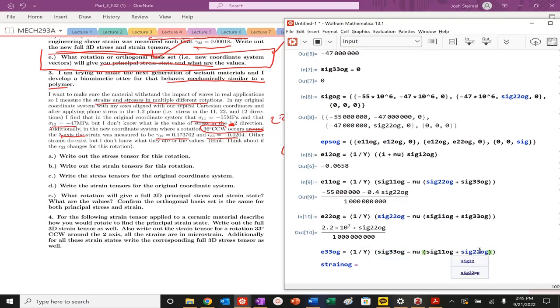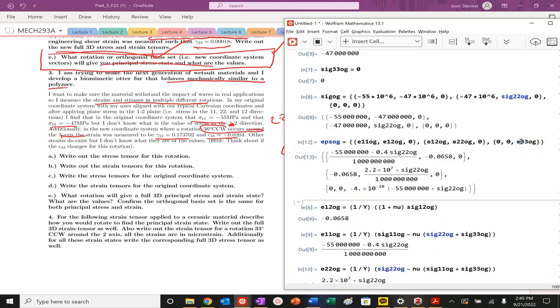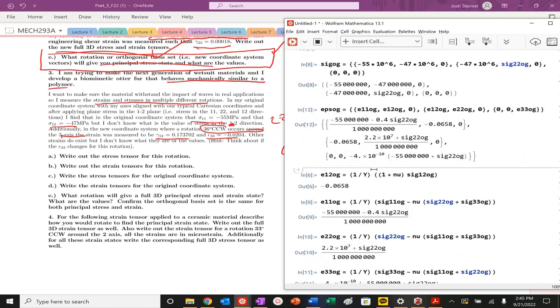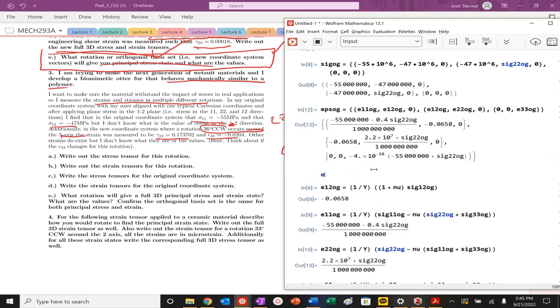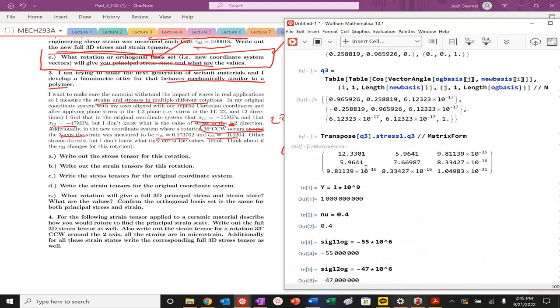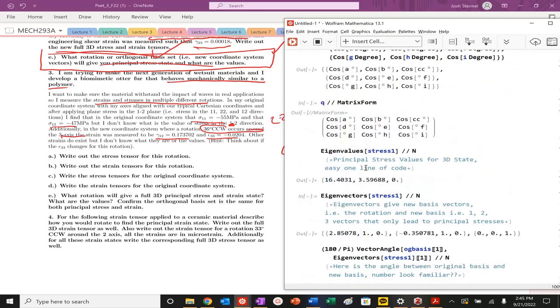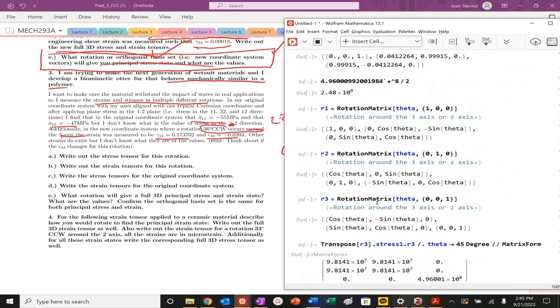So sig11 OG, sig22 OG, here we go. Let's define them all, and not E33 OG. We can actually see that we can get our whole original compliance tensor as long as we have sig22 OG. So we just need to solve that one. We can now start to define our new prime strain tensor.